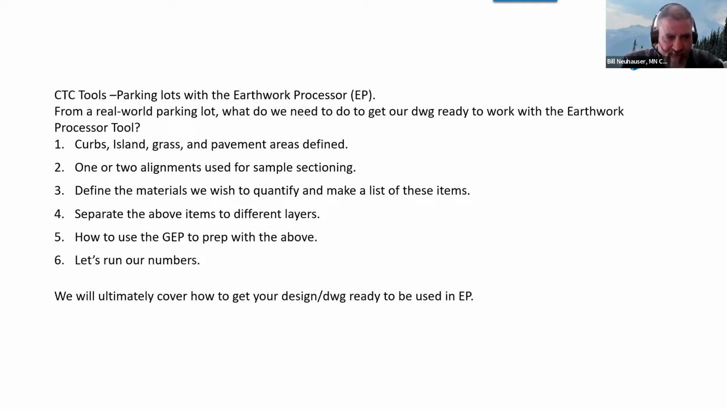So we're going to go through here. We'll talk about curbs, islands, grass, pavement areas. I've got an alignment drawn in my sample here, and the alignments mostly give me a way to cross section through here to verify what's going on. We're going to define the materials to a certain degree. I'll show you in some typical sections what we're talking about. We're going to separate everything into different layers, and you'll see why in a minute. And then we'll run through the numbers.